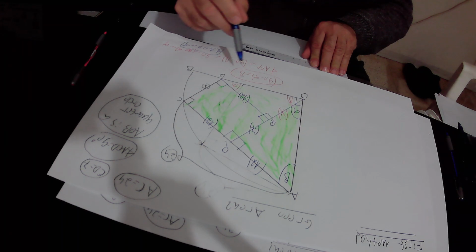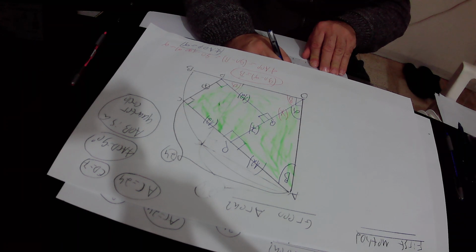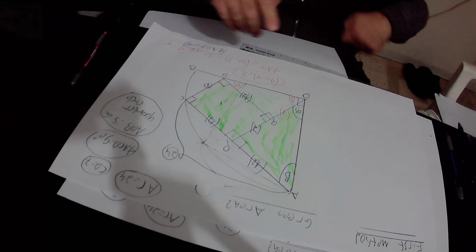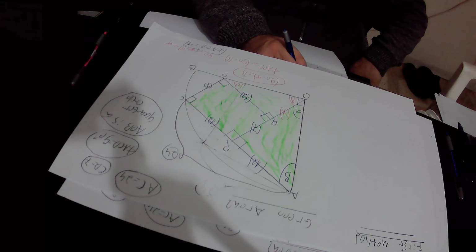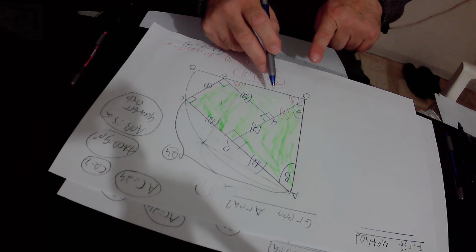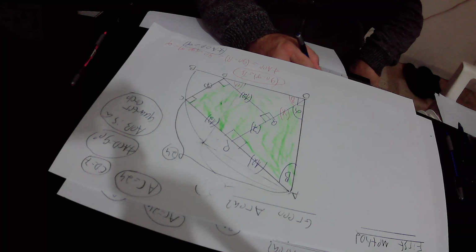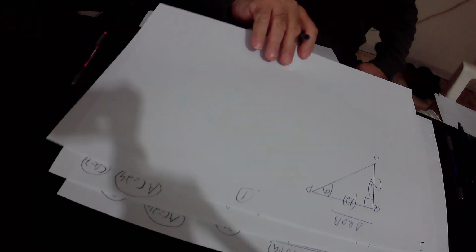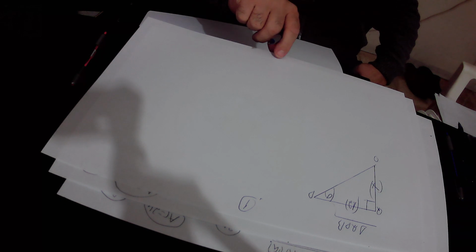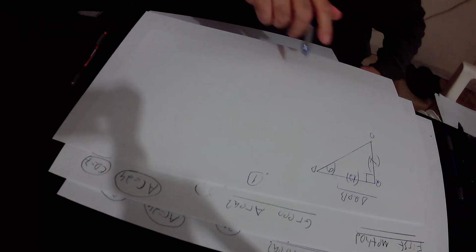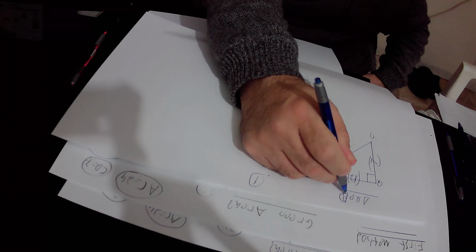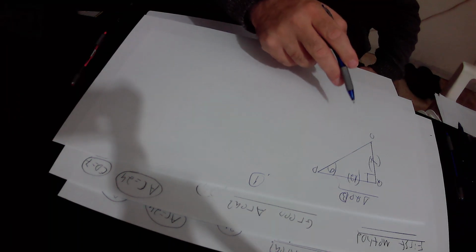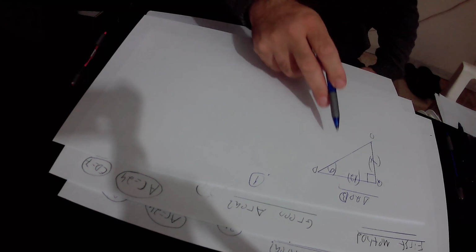Again, ODQ equals alpha, QD equals 12 units, and QO equals x according to our definition. So actually, this is the right triangle QOD that I copied from the original drawing. QD equals 12, QO equals x, and this angle equals alpha.